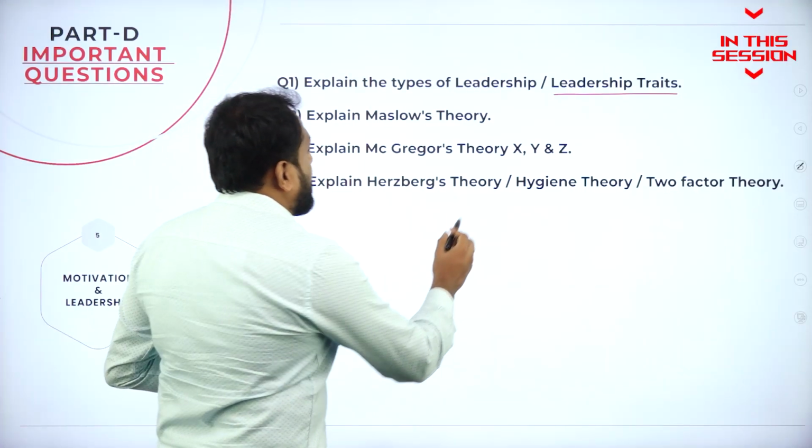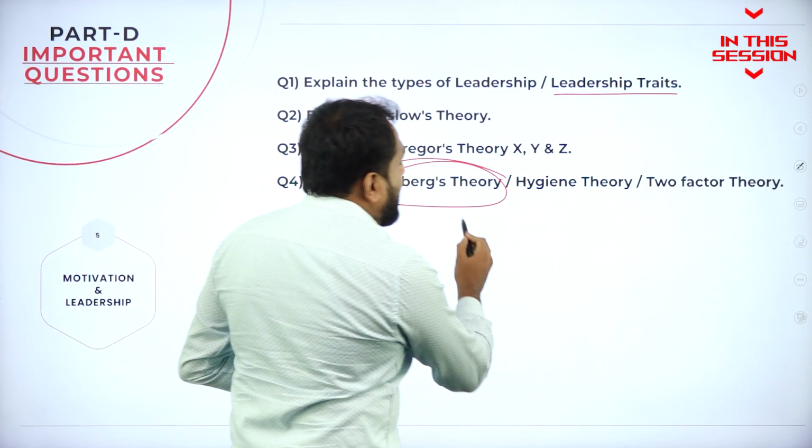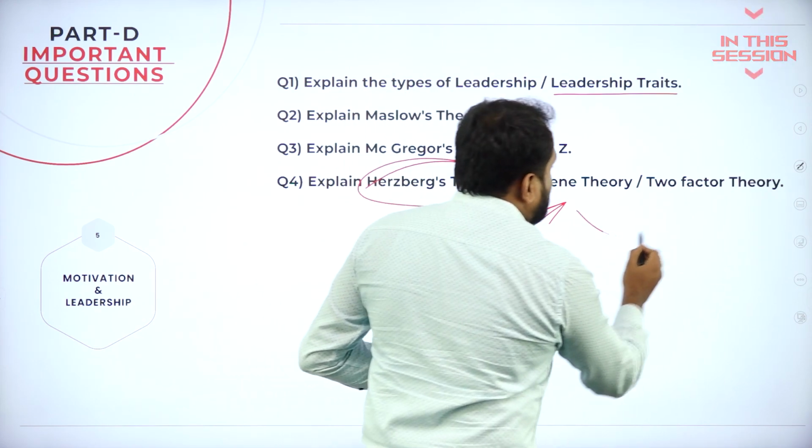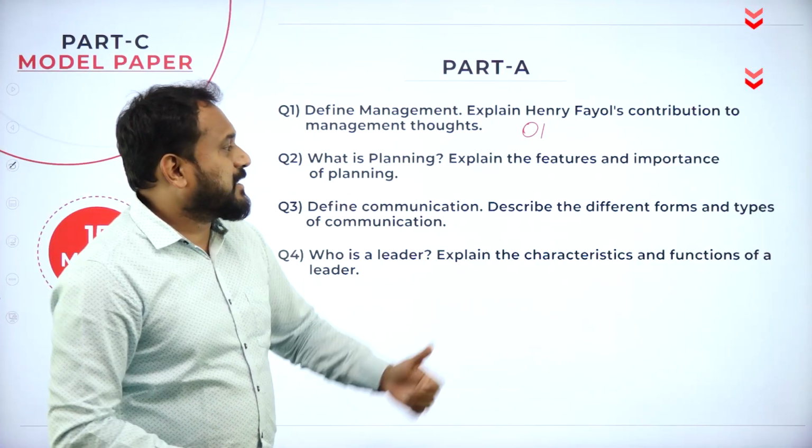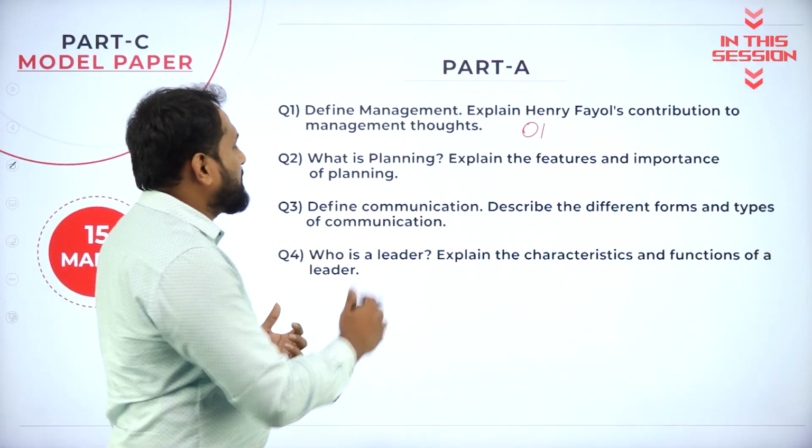Now, understand this word. Herzberg theory is also called the hygiene theory. It is also called as. The second is, what is planning? Explain the feature and importance of planning.